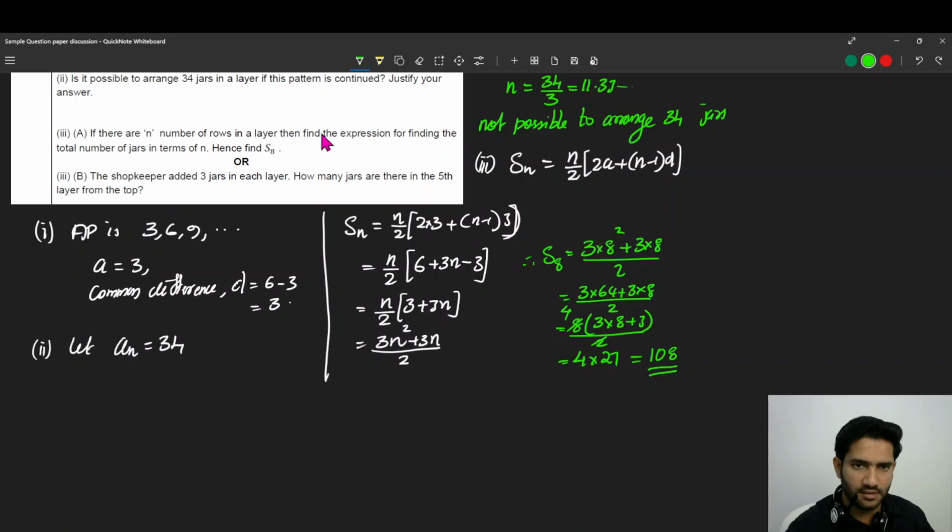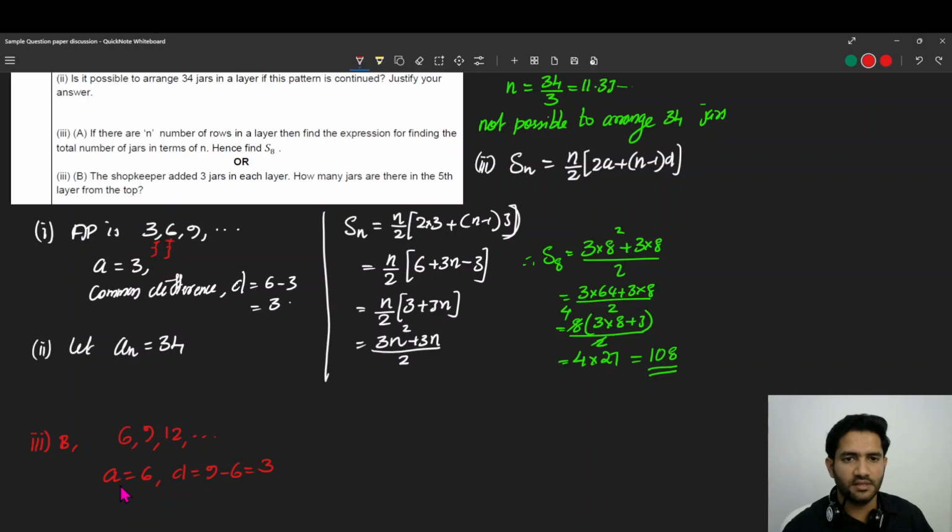We are adding 3 in each layer. So first layer will be 6, because 3 plus 3 is 6. Second layer, 6 plus 3, we are adding 3, it will be 9, then 12, etc. So first term is 6. The common difference d remains unchanged. Common difference is 3.